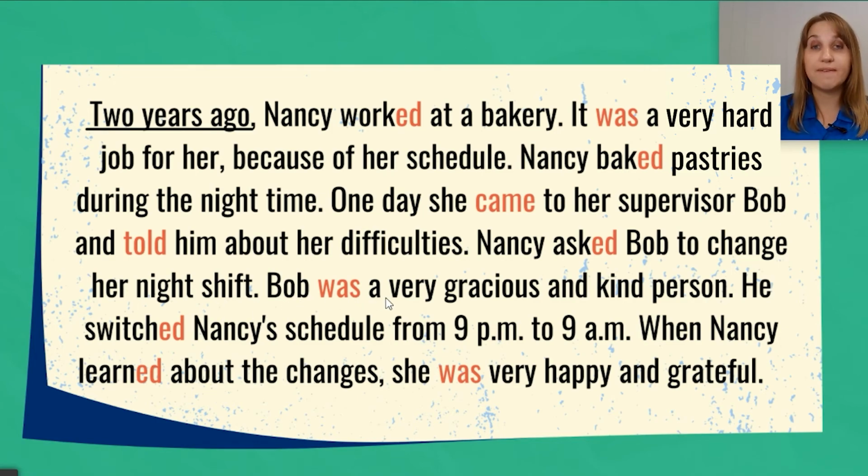Bob was a very gracious and kind person. He switched Nancy's schedule from 9 p.m. to 9 a.m. When Nancy learned about the changes, she was very happy and grateful. Again, all the words that are highlighted in red color indicate either a regular or irregular form of the verb, and they are both used in the past simple affirmative form.